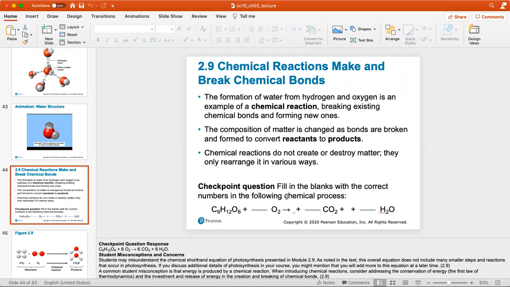So fill in the blanks here with the correct numbers in the following chemical process. What you need to do is put in the number of atoms that correspond to each letter. So if there are 6 carbons on this part of the equation, we need to make sure there are 6 carbons at the end of the equation. Everything before the arrow is called a reactant, and everything after the arrow is called a product.